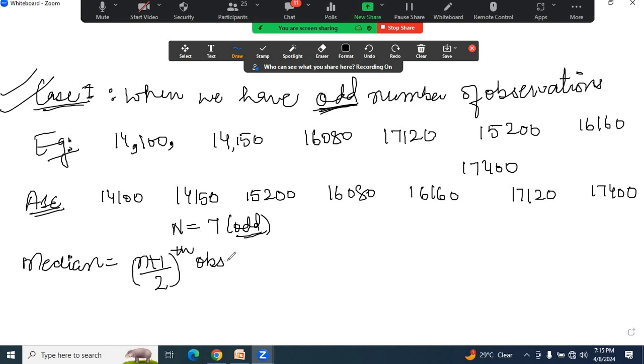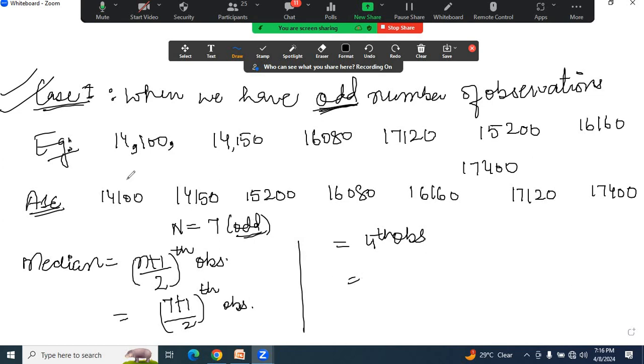Observation. So n is 7. 7 plus 1 upon 2 with observation. This will be 7 plus 1, 8. 8 divided by 2, fourth observation. 4 is not the answer. Fourth observation is my answer.